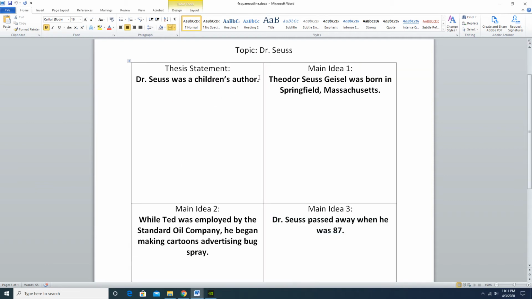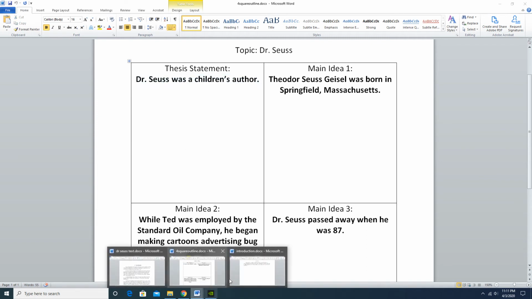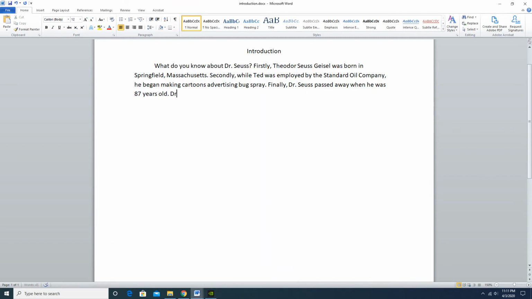One of them is my thesis statement, which is Dr. Seuss was a children's author. I'm going to go ahead and type that here. Dr. Seuss was a children's author. And the last thing you need is your transition sentence. If you are just starting out and you don't feel comfortable coming up with your own transition sentence, you can use the transition sentences that we've memorized already. The one that we use for our introduction is, read on to find out more. So that is it. I have completed my introduction.